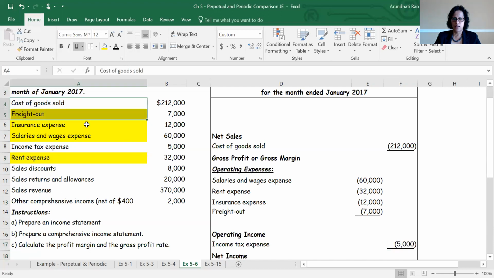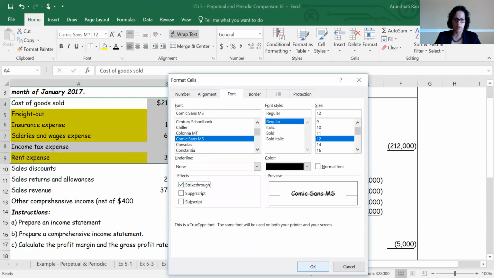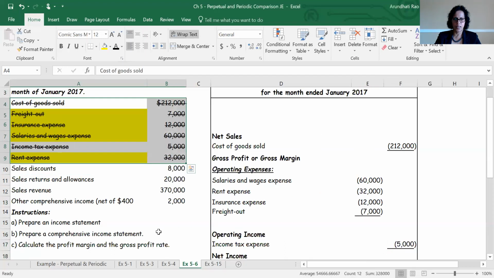Income tax expense, and that amount is $5,000. So at this point of time, I have dealt with all of these items. So I'm going to do a quick strike through over here to indicate I've dealt with those items, just to know that I'm not going to put them in twice or forget to put an item in.